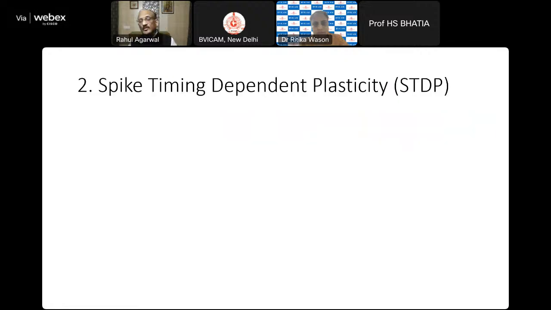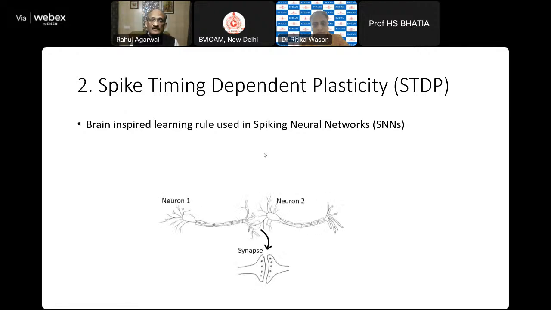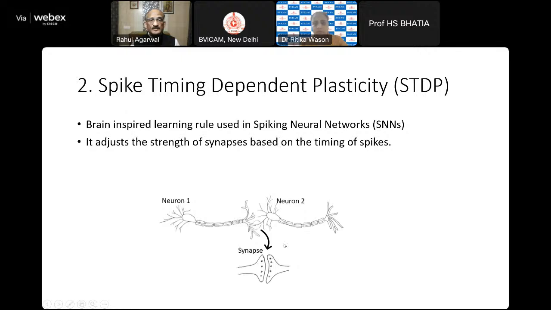Spike timing dependent plasticity is the second concept applied in neuromorphic computing, in which brain-inspired learning rules are used for spiking neural networks. In a neural pathway, neurons are involved, and here is an example where we have neuron 1 and neuron 2, and there is a small tiny gap between the two, called a synapse. The strength of the synapse depends upon how much this pathway is getting used. This is the concept that neurons that fire together wire together.